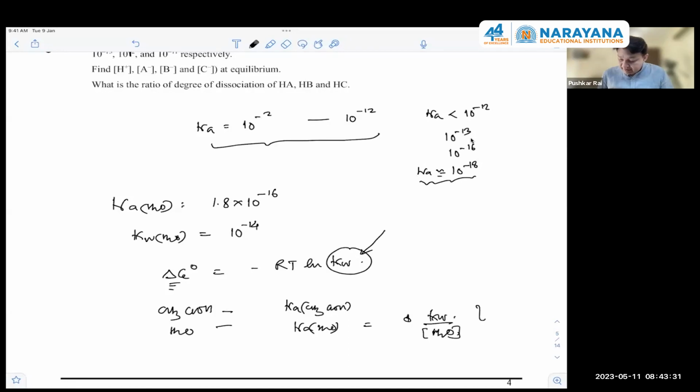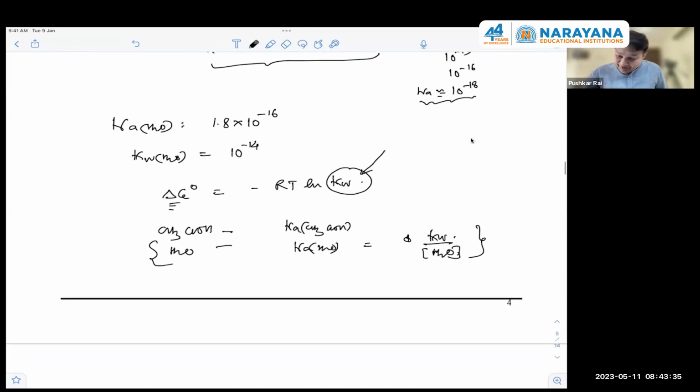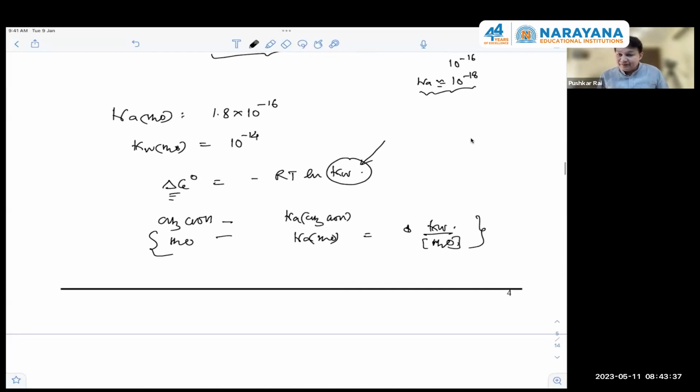Now, please, you can fight. You can say, no, sir, I don't agree with this. What you're doing, this is rubbish, because H2O concentration I have never seen. Okay. So I'm telling you why we find K of water. We find K of water because we want to compare acidic strength.